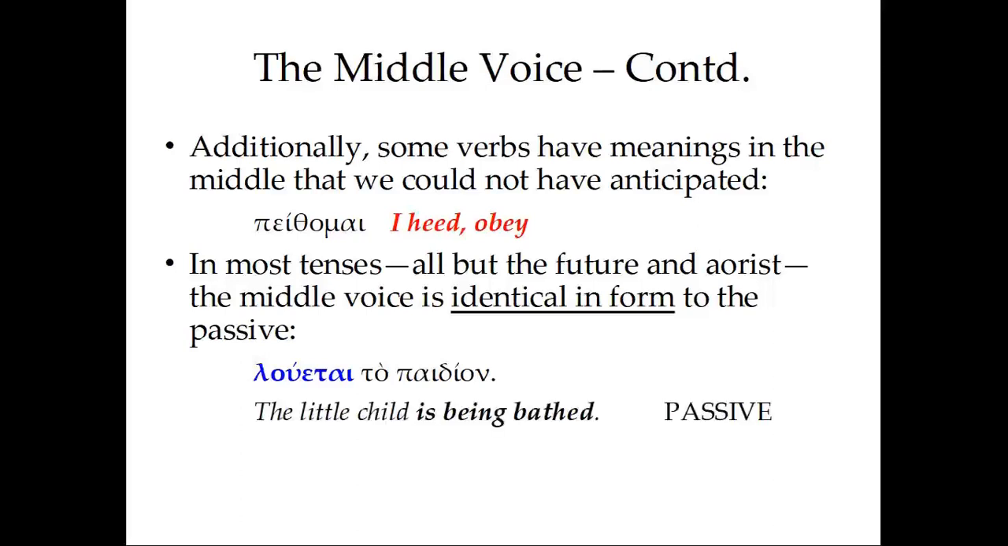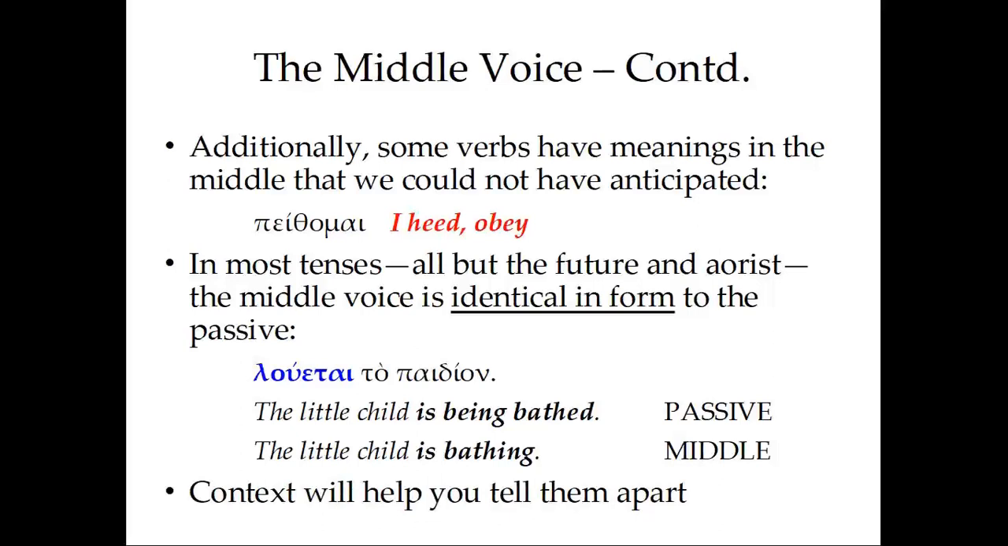It could mean the little child is being bathed. That would be the passive voice. It's not actually doing the acting, it's being acted upon. Or it could mean the little child is bathing, that is, bathing itself. That would be the middle voice. So we have to be careful here. What's going to help us? Context, of course. Context will help us tell the middle and the passive apart in these tenses in which their forms are identical.